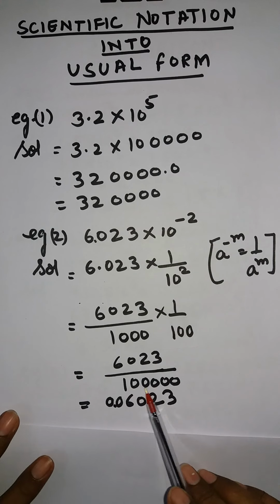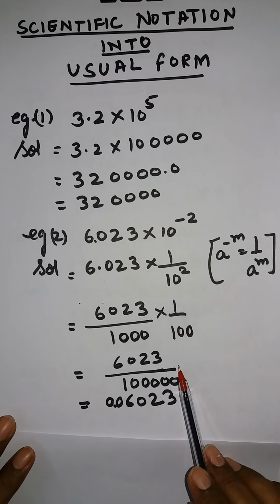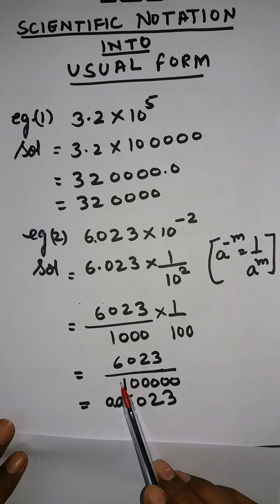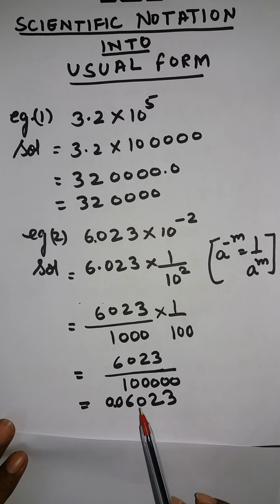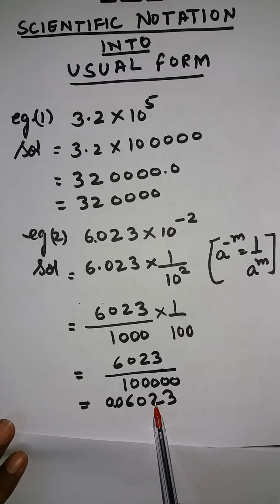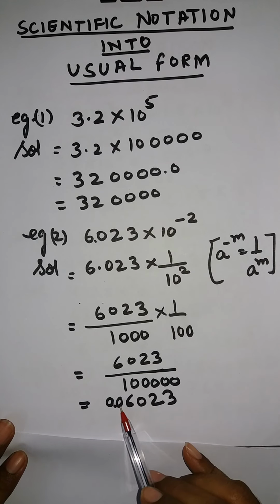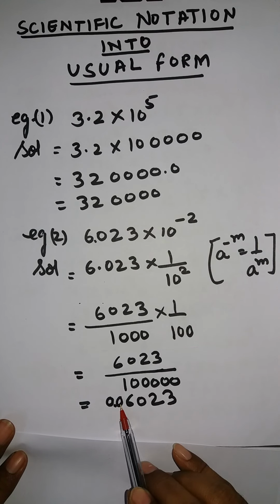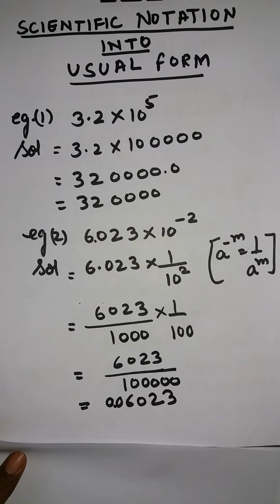And we know how to resolve this problem. There are 1, 2, 3, 4, 5 zeros next to this number, one digit. So we count from the extreme right of this number and place that number of digits there and put a decimal. So 0.06023 is the answer.